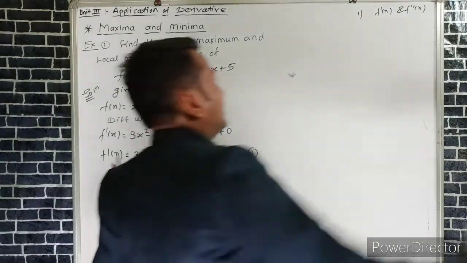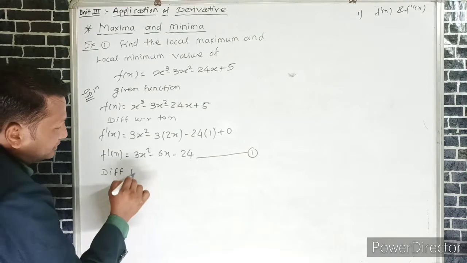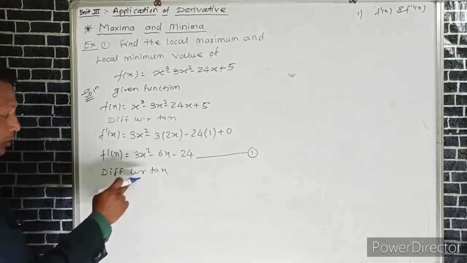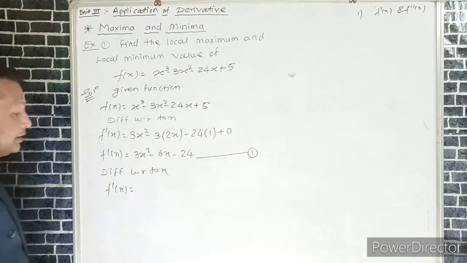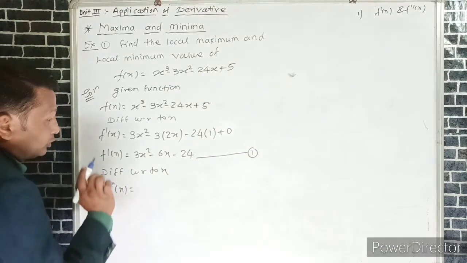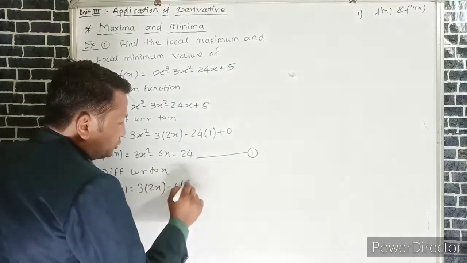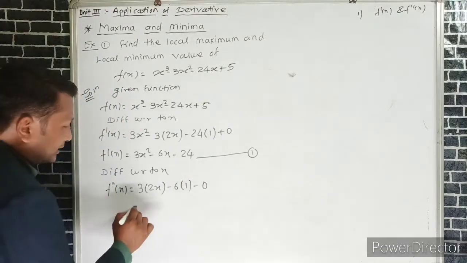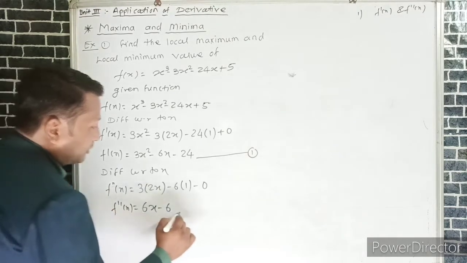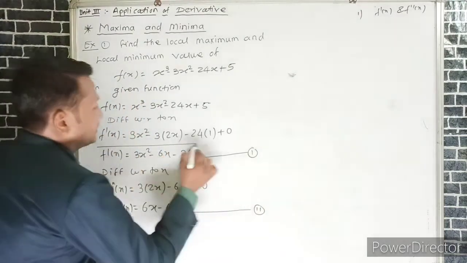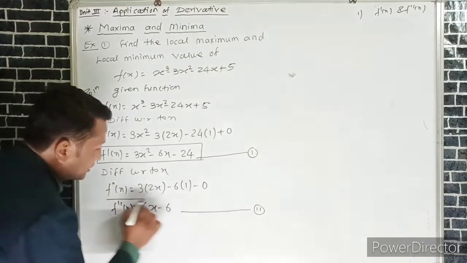After that, we have to find f double dash of x. If we differentiate f dash of x with respect to x, we get the second derivative. The derivative of x square is 2x, minus 6 into the derivative of x which is 1, and the derivative of minus 24 is 0. So we can write 3 into 2x, which is 6x minus 6, the value of f double dash of x, equation number 2. So f dash of x is 3x square minus 6x minus 24, and f double dash of x is 6x minus 6.